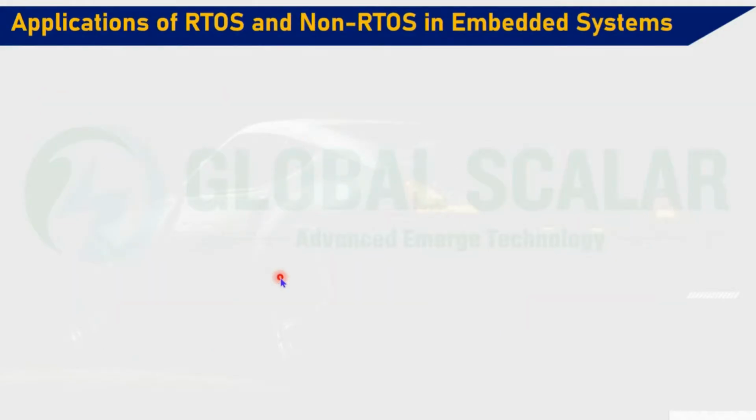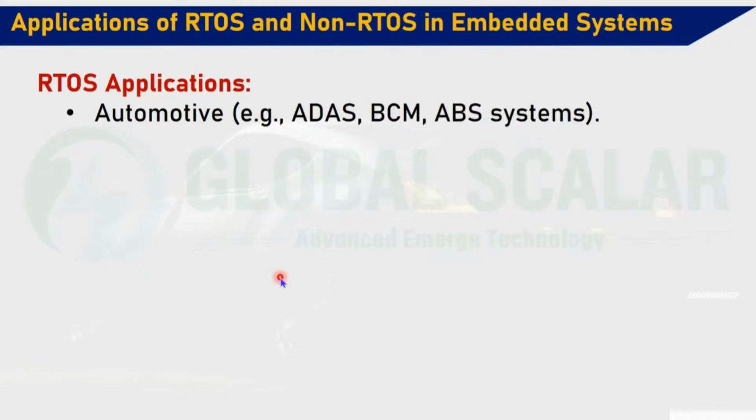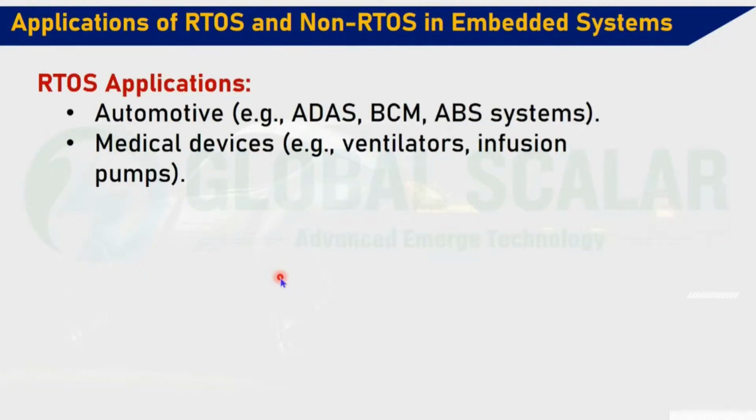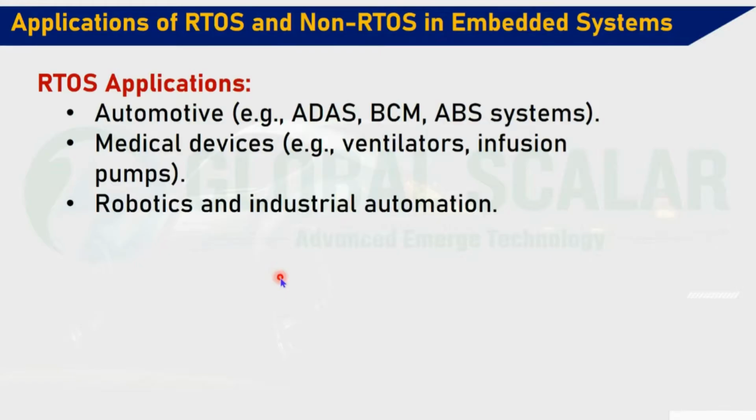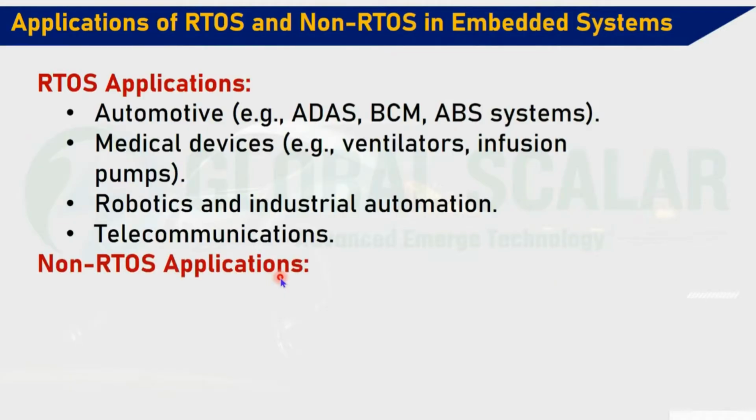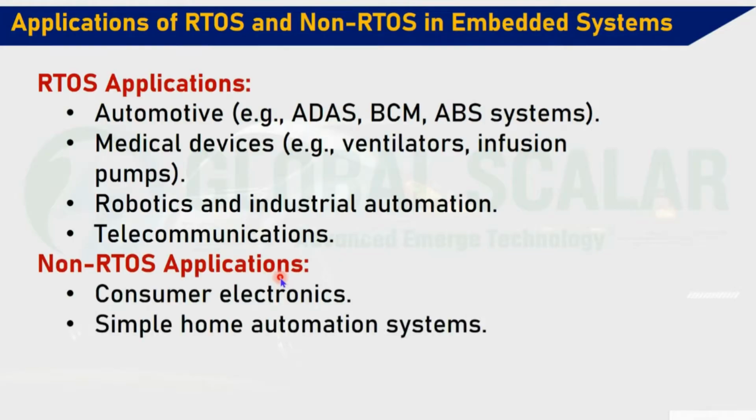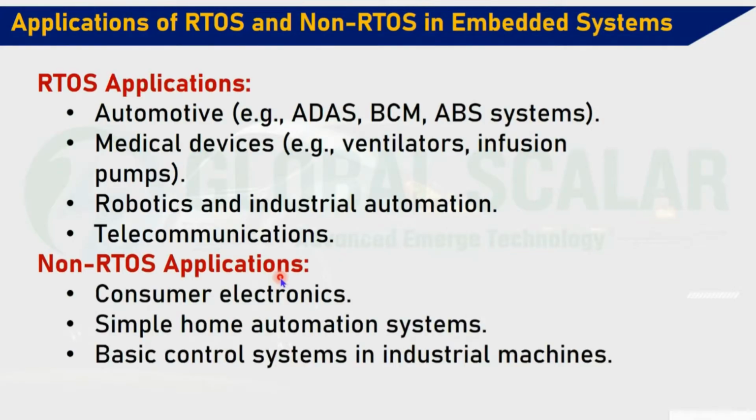So what are the applications of RTOS and non-RTOS in embedded systems? RTOS applications include automotive, ADAS, BCM, and ABS systems, medical devices like ventilators or infusion pumps, robotics and industrial automation, and telecom communications. Non-RTOS applications can be used in consumer electronics, simple home automation systems, and basic control systems in industrial machines. So an RTOS brings complexity and time scheduling. It responds on time according to the schedule and can handle multiple tasks at a time. A non-RTOS handles one task at a time, and the complexity is very low.